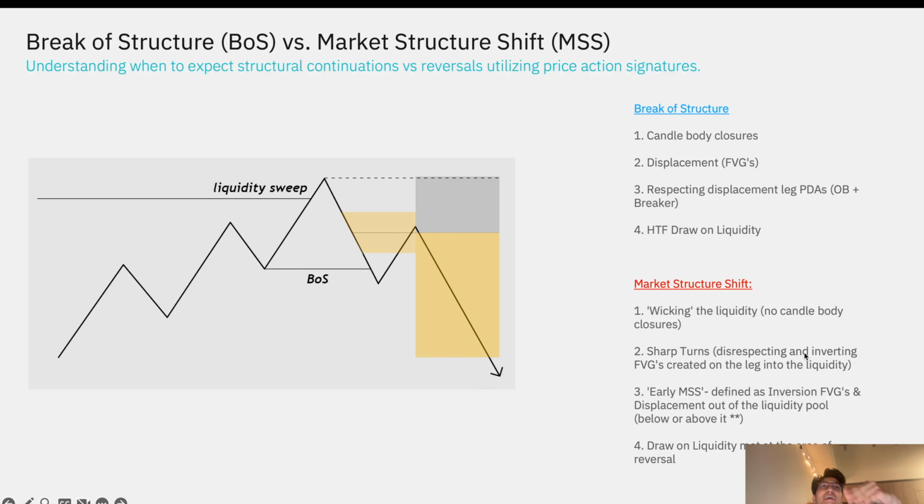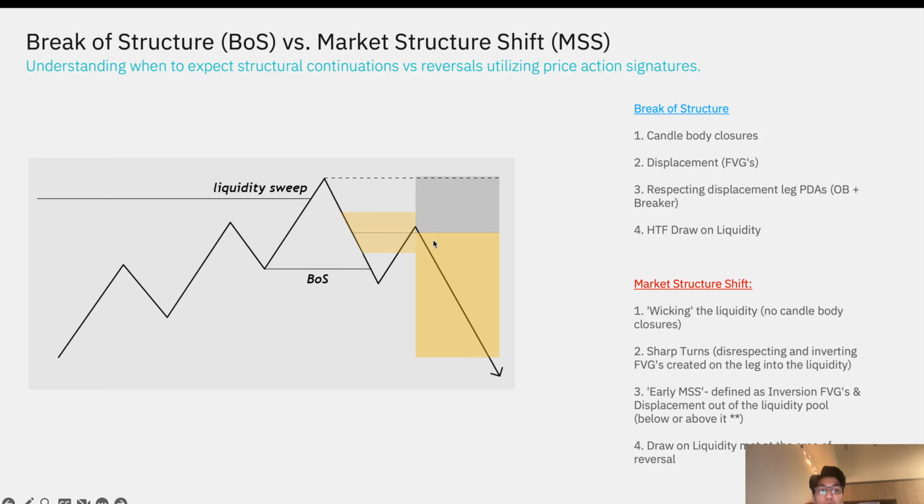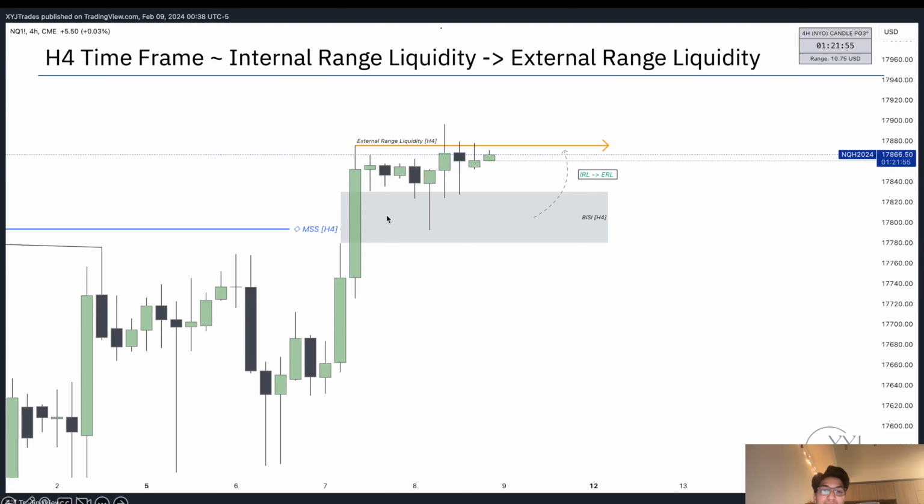Okay, now let's compare that with a market structure shift, which is going to lead to a sweep of liquidity and a reversal. So as you can see in these cases with market structure shifts, we're wicking the liquidity. So we're not seeing these candle body closures above previous highs. In addition to that, we're definitely not seeing fair value gaps be respected as we're breaking structure.